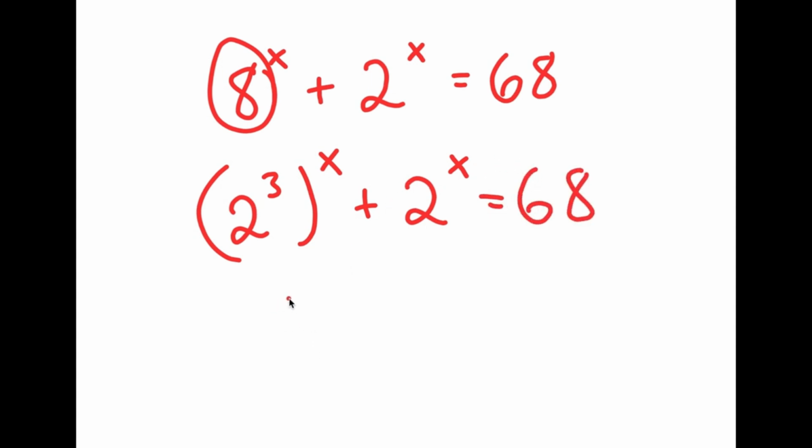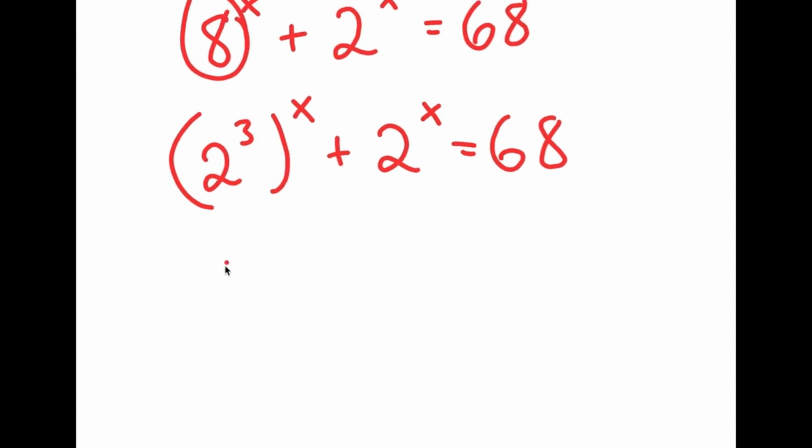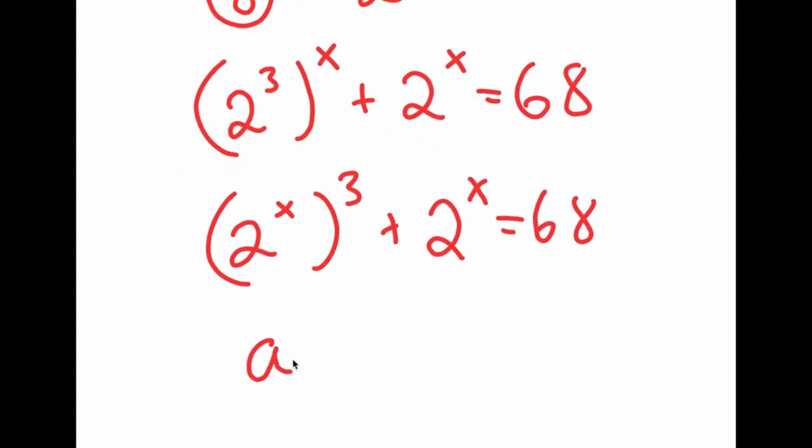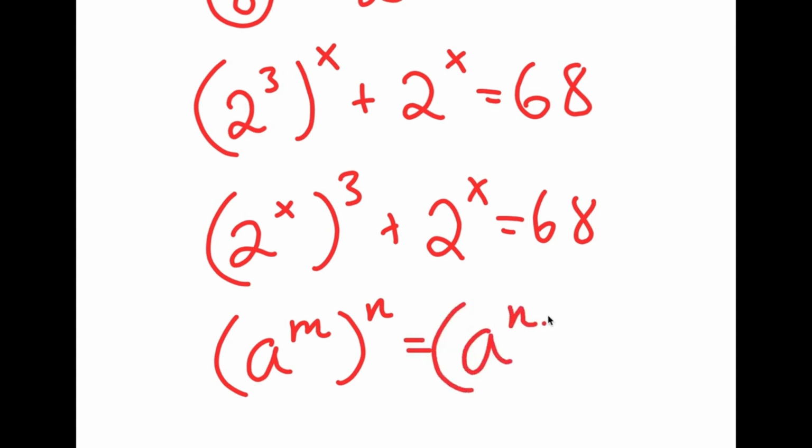Now, I'm going to rewrite 2 to the power of 3 to the power of x as 2 to the power of x to the power of 3. So I have this plus 2 to the power of x is equal to 68, and I can do this because if I have something in the form a to the power of m to the power of n, this is equal to a to the power of n to the power of m.